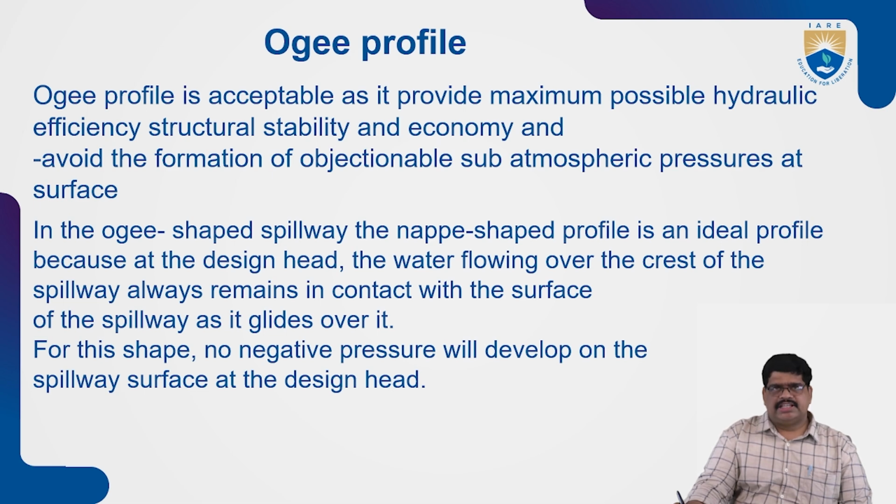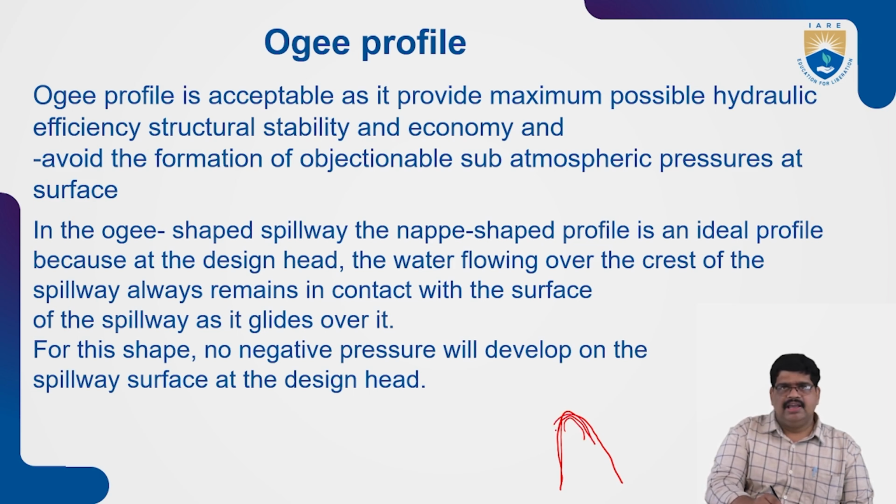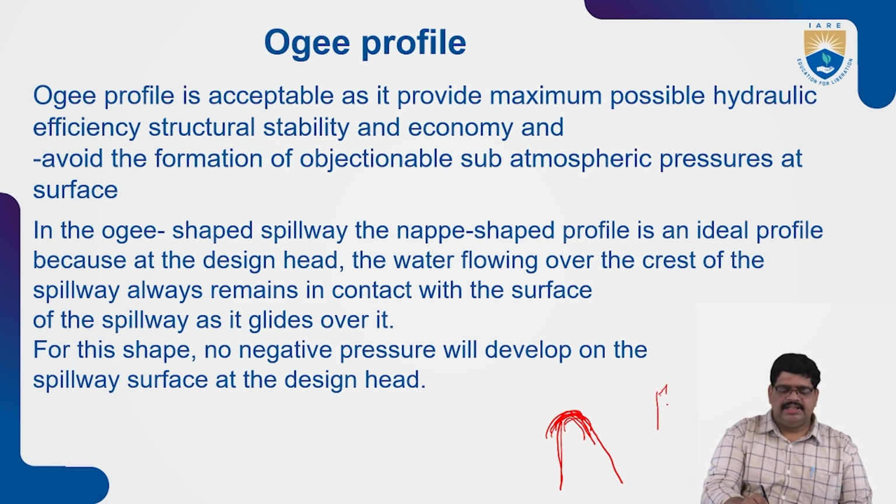Ogee is a shape. What is meant by the Ogee shape? It is the shape provided here like this. This type of shape we call the Ogee type of spillway. With this type, the water flows safely from upstream to downstream of the reservoir. With this shape, no negative pressure can develop. If sharp edges were provided, the pressure would flow in a different way.